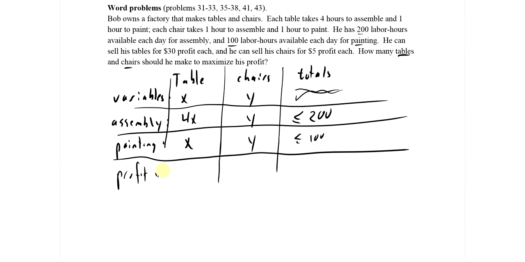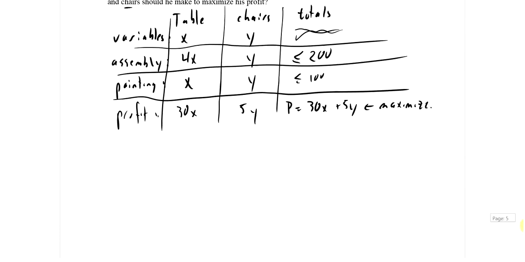Profit. We'll put in the line there. $30. So if you sell X tables, you get 30X. And if you sell Y chairs, you get 5Y for that. So your profit then is 30X plus 5Y. And the goal here is to maximize this. Make that as big as possible.